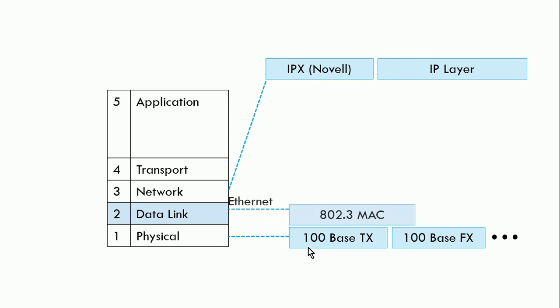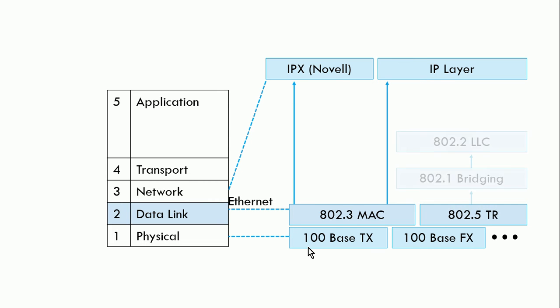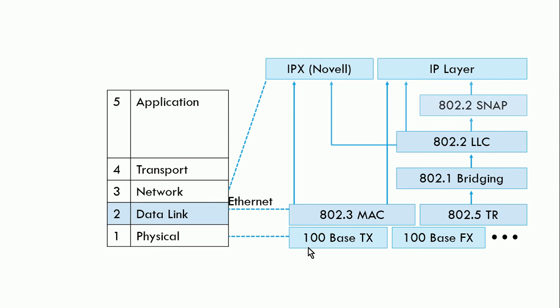But sort of sandwiched in the middle are the data link standards. You have 802.3, which is the MAC standard, which I'm going to explain, which can work directly with IPX and IP. And then you have 802.5, which is the token ring standard, which is supported by 802.1 for bridging and 802.2 LLC, which can then either go directly to the IP and IPX layer, or if you're using IP, you can do 802.2 SNAP. I'm not going to talk about token ring in this class.